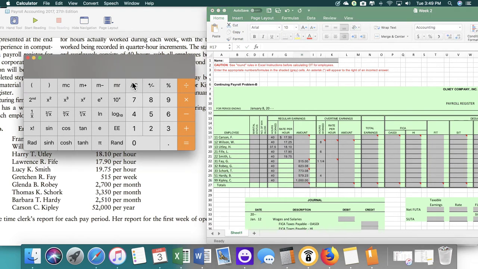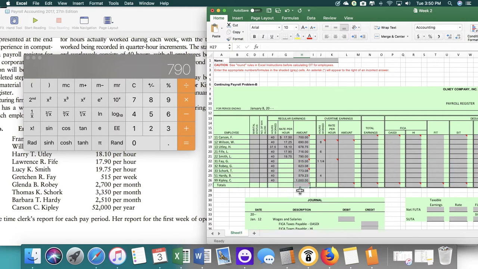Okay, and now we have to calculate the pay for the hourly employees. So 40 times 17.5, 700. And I'm just going to repeat the process. And the last one, $1,875 times 40 is $790. And now we have to add all of the amounts up.